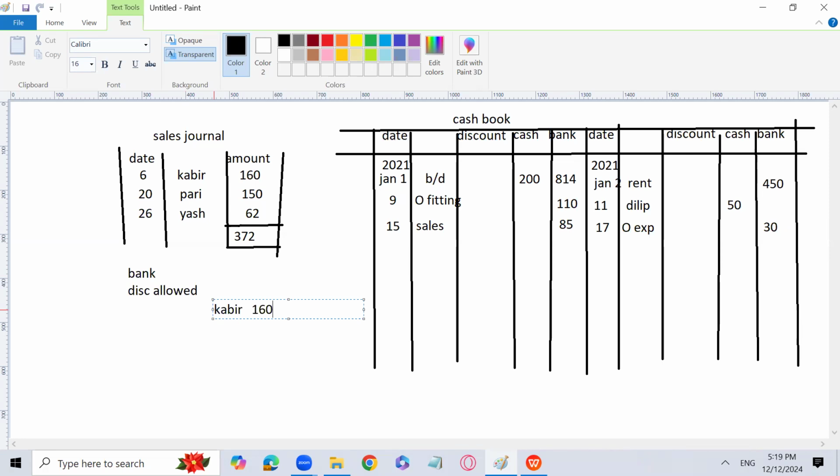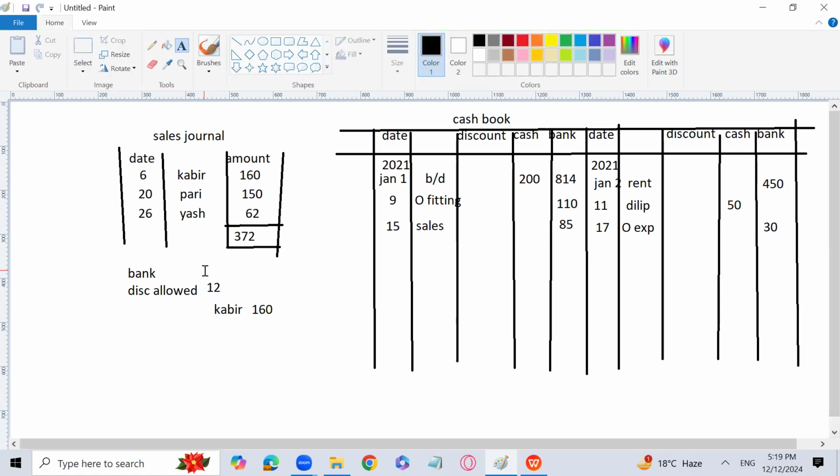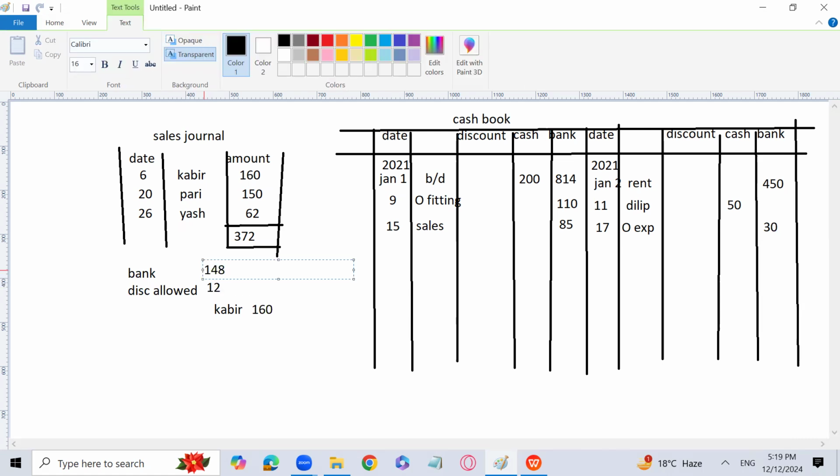200 was the sales actually. 20% was the trade discount, so it will not come. 160 he is paying us, but after deducting discount of 7.5%. So $12 we are not getting. It's an expense. That's why it is going to be debited. And we will debit bank with 148.